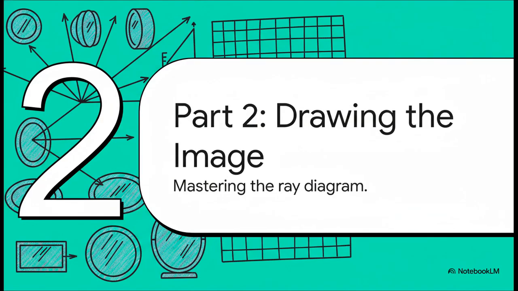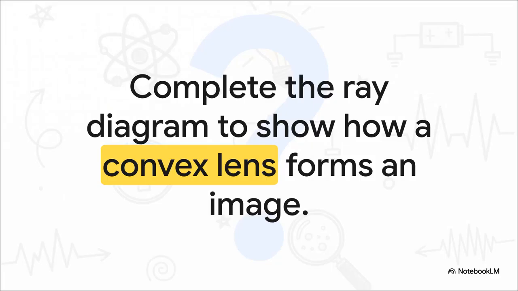Part 2 is where we get a bit more hands-on. This is a 2-marker, and this one isn't just about what you know in your head, it's about whether you can actually draw it accurately. So here's the job. We need to complete this ray diagram.